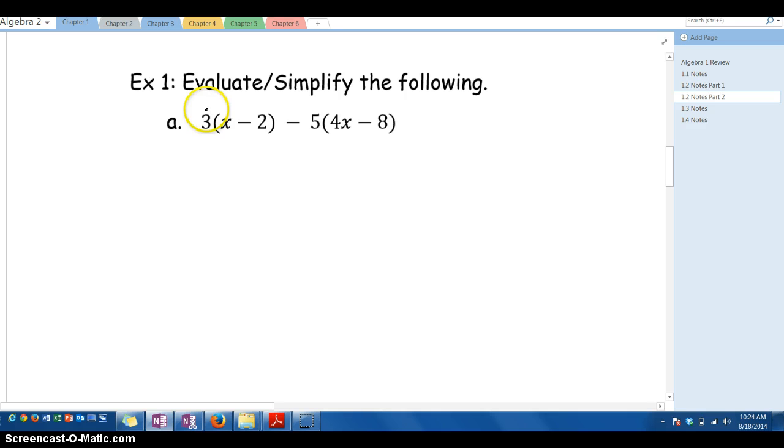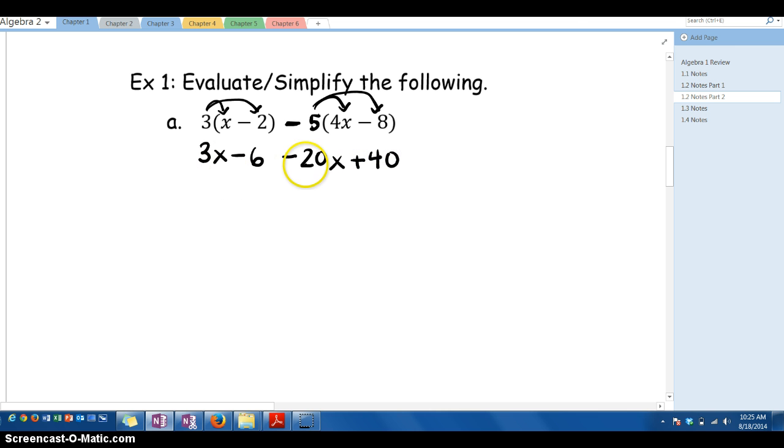We have a 3 in front of the parentheses, so we're going to distribute. We have 3x, and then we have 3 times negative 2 is negative 6. And we could do the same thing with 5, but I don't really see that as a 5. I see that as a negative 5. So negative 5 times 4 is negative 20x, and negative 5 times negative 8 is positive 40.